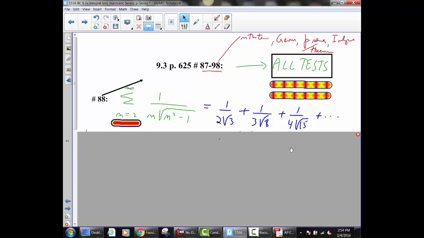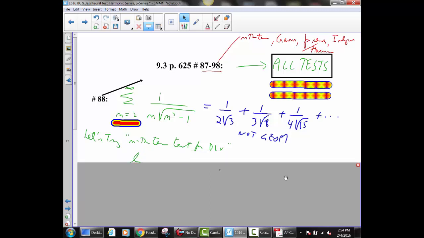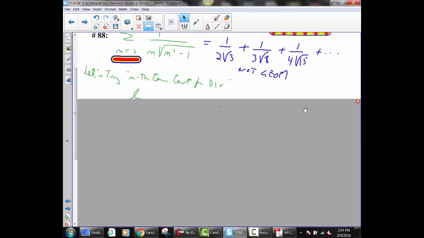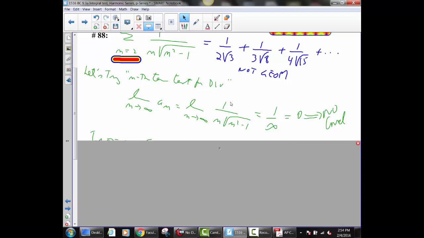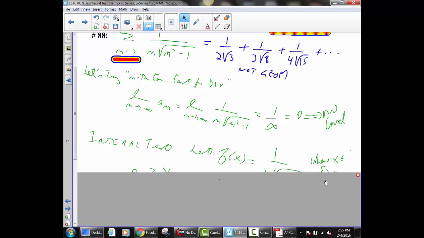Write out the first few terms. You can tell you're not multiplying by something to get to the next term and the next term, so it's not geometric. So what we're going to do is we're going to try the nth term test for divergence. We're going to look at the limit as n goes to infinity of 1 over n times the square root of n squared minus 1. Infinity squared is infinity. Minus 1 is infinity. Square root of infinity is infinity. And infinity times infinity is infinity. And 1 over infinity is 0. So there's no conclusion for the nth term test.